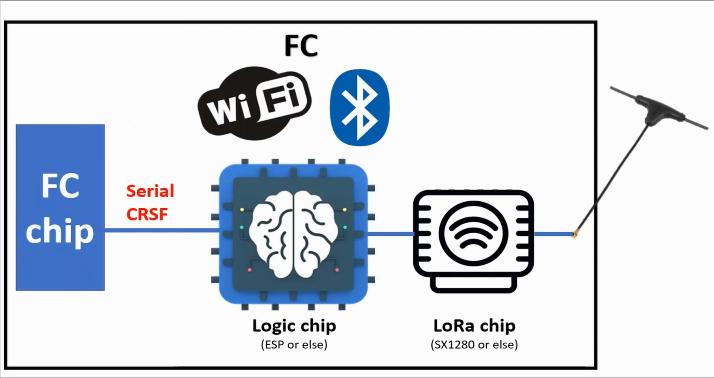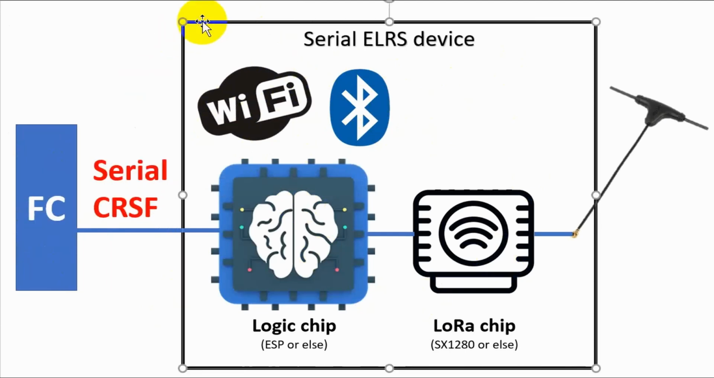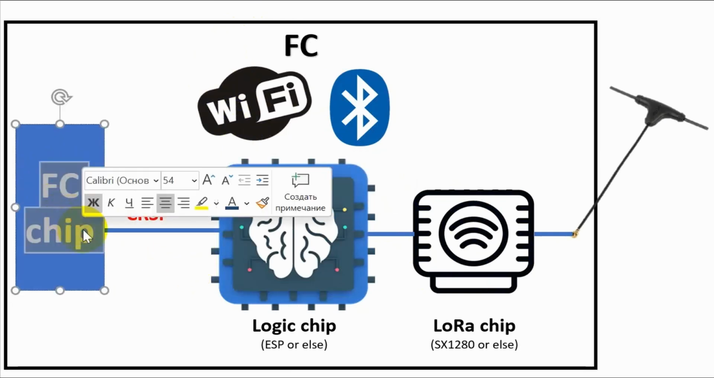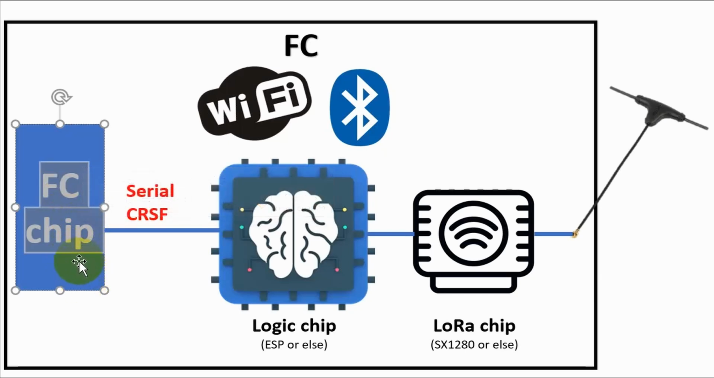Next, we have the option of an ELRS module integrated into the flight controller, so you can see the difference. Here we've got a separate ELRS device, and here we've got an integrated ELRS device. We just take one chip, take another chip, and put it on the flight controller PCB. But from the point of view of physics and configuration, it is the same serial crossfire protocol device. So from the point of view of configuration in Betaflight, there is no difference.